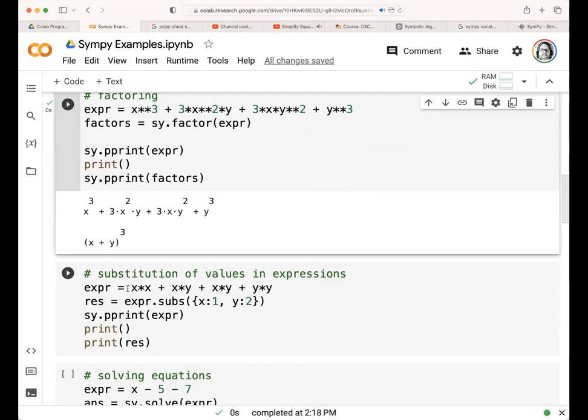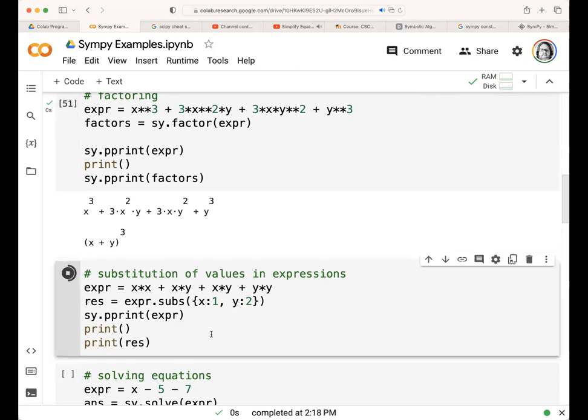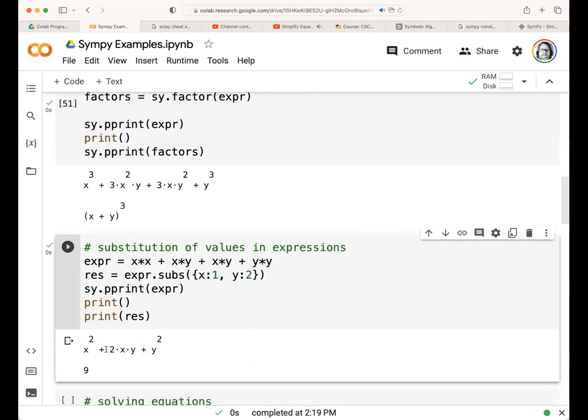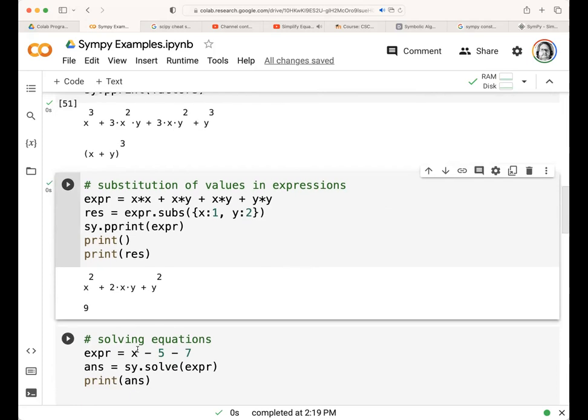Okay, so we have this expression. I'm going to print that out as well. It's x times x plus x times y plus x times y plus y times y. And we're going to substitute x being 1, y being 2, and see what we get. So we get x squared plus 2xy plus y squared. And when we substitute in a 1 and a 2, we get back a 9.